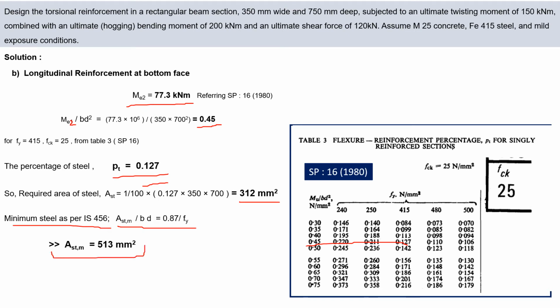So minimum area of steel as recommended by IS 456 comes out to be 513. We will not provide 312, rather we will provide the minimum area of steel. So for this, we have decided to provide 3 number of 16 mm dia bar at the bottom flexural face, and correspondingly the area of steel provided comes out to be 602 millimeter square.